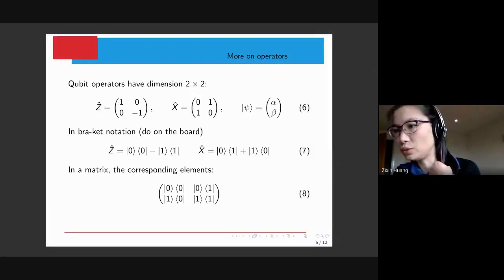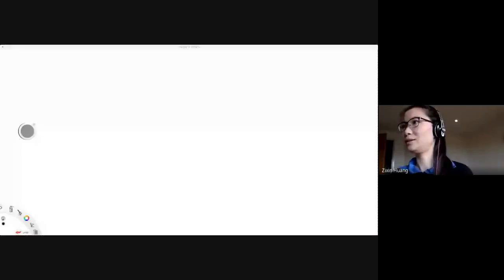I want to stop presenting, to present a window. Sorry, I hope that you're seeing a whiteboard. Is that correct? Yeah, we can see the whiteboard. Okay, awesome.